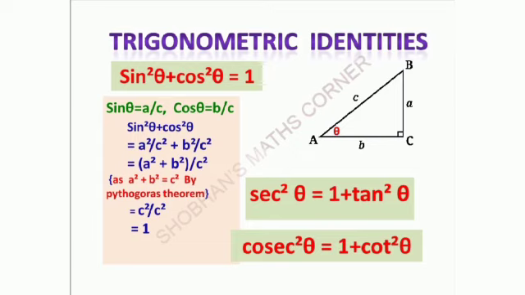So sin square theta plus cos square theta means a square by c square plus b square by c square, by using the values given in the figure. Now if you combine these two, it becomes a square plus b square whole by c square. But we know from the Pythagoras theorem that the sum of squares of the sides is equal to the square of the hypotenuse. Here a square plus b square is equal to c square. If you replace a square plus b square with c square, c square by c square becomes 1. Like this, sin square theta plus cos square theta is equal to 1.